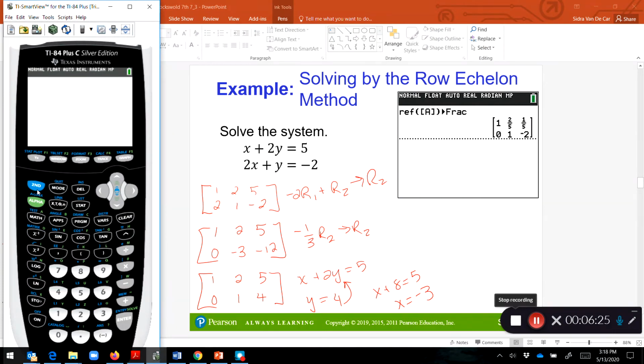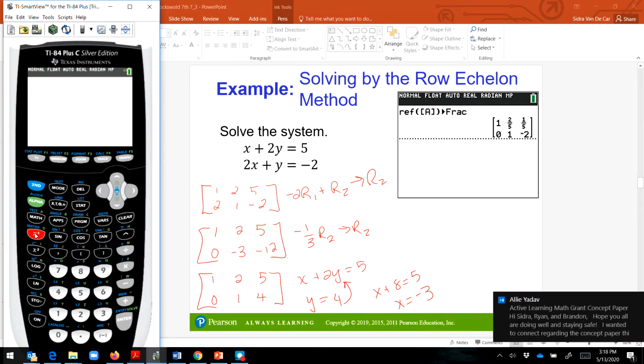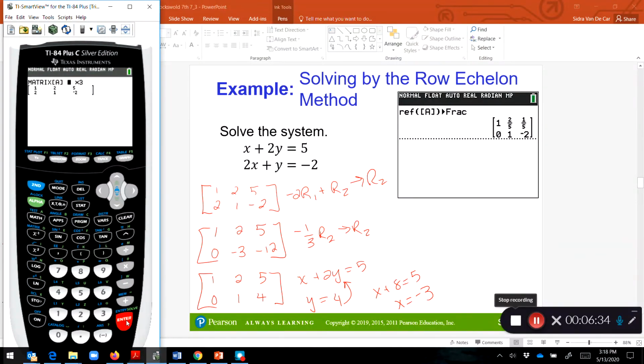So I'm going to go into second and matrix, and I am going to edit matrix A. I need 2 rows, 3 columns. I've already filled in the values for our original matrix here: 1, 2, 5, 2, 1, negative 2. Once that's all filled in, go back to the home screen, second matrix, and I'm going to go over to the math key, one arrow over one time, and I'm looking for where it says REF. That's option A on my calculator. Then second matrix, pick up matrix A.